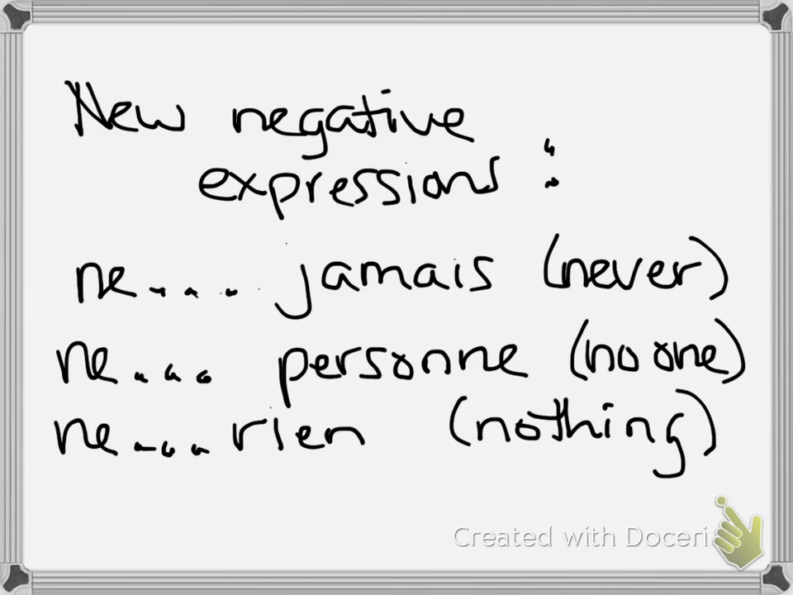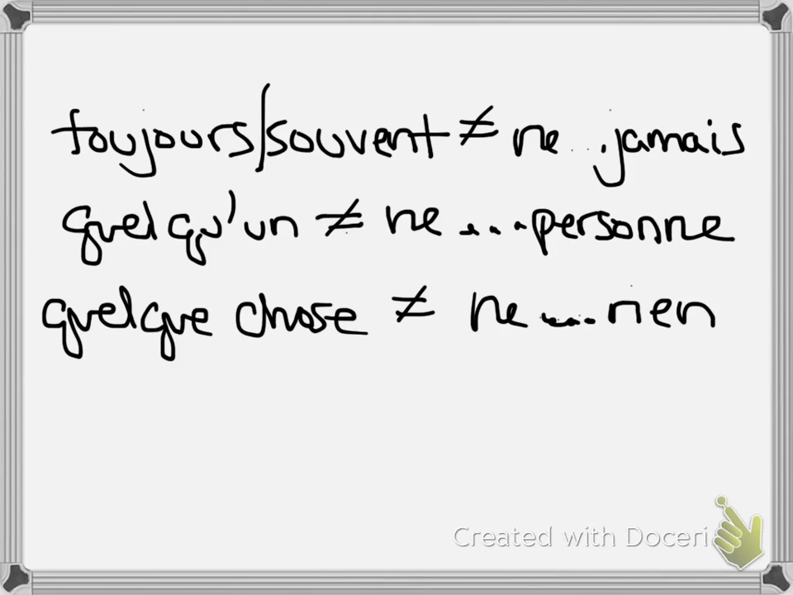There are other expressions in French that give us the negative. In these expressions, the pas goes away. We keep the ne, pas goes away. The new negative expressions are ne jamais, which means never, ne personne, which means no one, and ne rien, which is nothing. So the opposites. You can see that toujours, souvent is the opposite of ne jamais. Quelqu'un, someone, is the opposite of ne personne, no one. Quelque chose, something, is the opposite of ne rien, nothing.